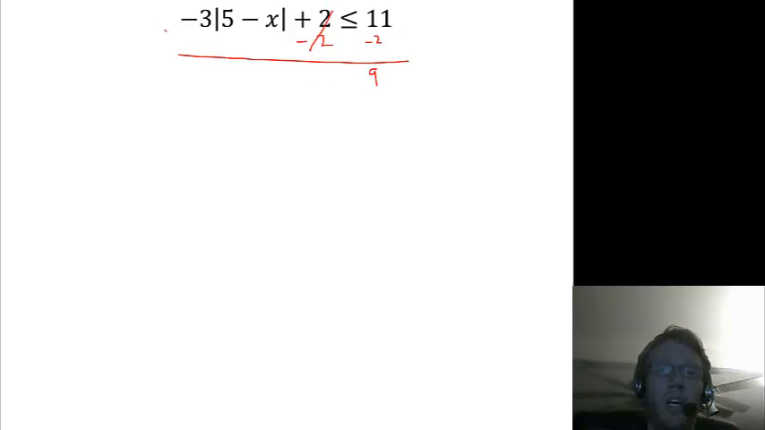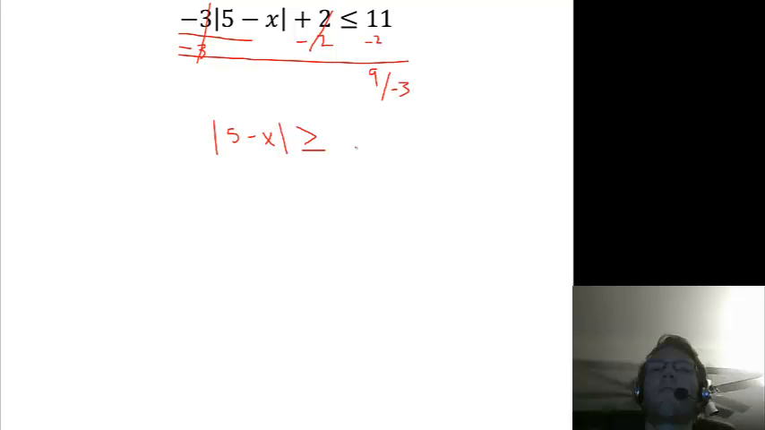And I'm going to go ahead and do this next step in the same spot. So I'm going to then divide by negative 3. So that's gone. So divide by negative 3. So I'm going to have 5 minus x. Now, because I divided by a negative, right, I have to change this inequality from less than to greater. 9 over negative 3 is negative 3.